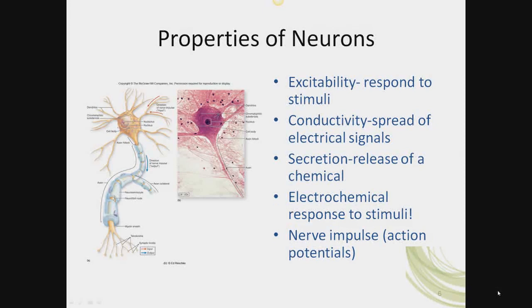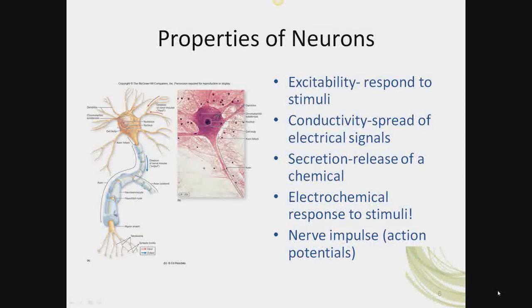And we refer to this as the dance of the gates. First sodium, then the potassium voltage-gated channels. So that's what we mean by excitability. Neurons can respond to stimuli. Neurotransmitters binding to receptors, that's a response to stimuli.